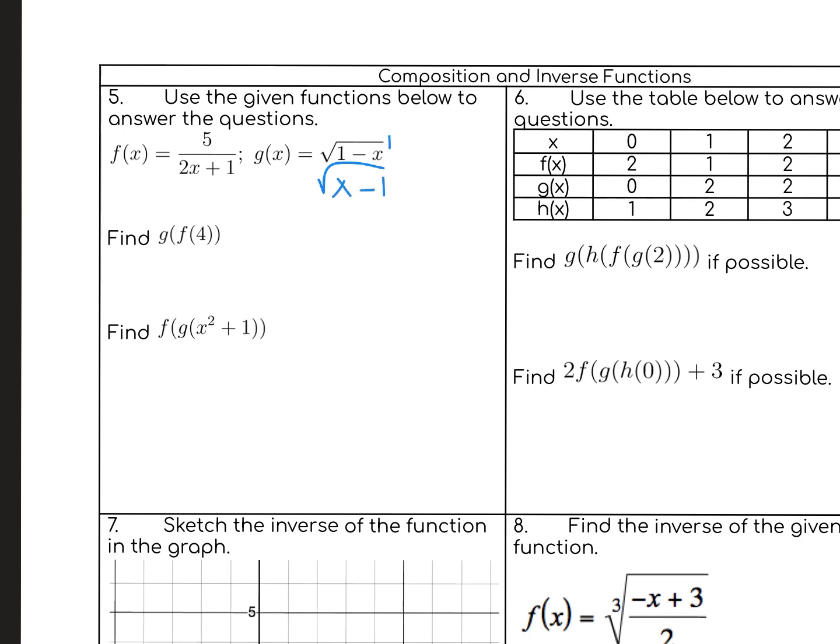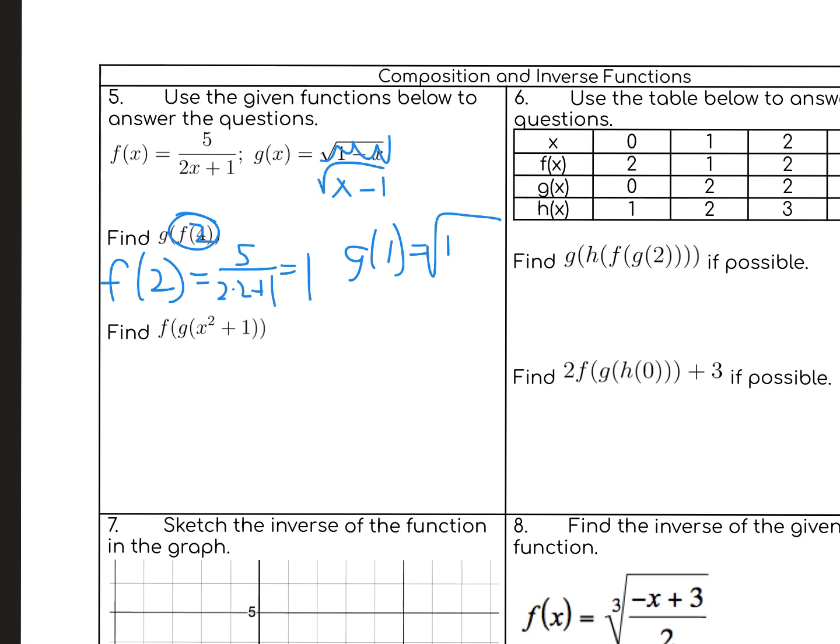All right, I made 2 edits to this before I gave it to you. This is x minus 1, and this is f of 2. So that says g of f of 2, so I need to find f of 2 first. 5 over 2 times 2 plus 1. 2 times 2 is 4, plus 1 is 5. 5 over 5 is 1. So that's just 1 in there, so I got to find g of 1. So that's the square root of 1 minus 1, which is 0.